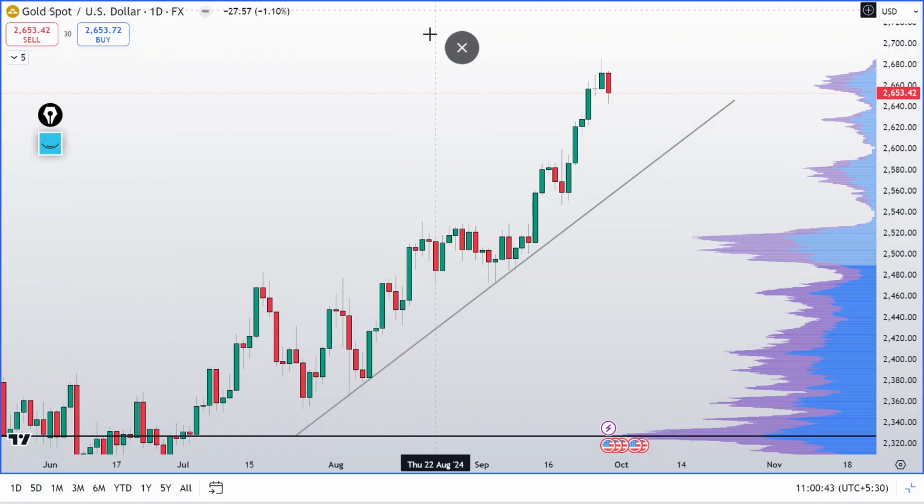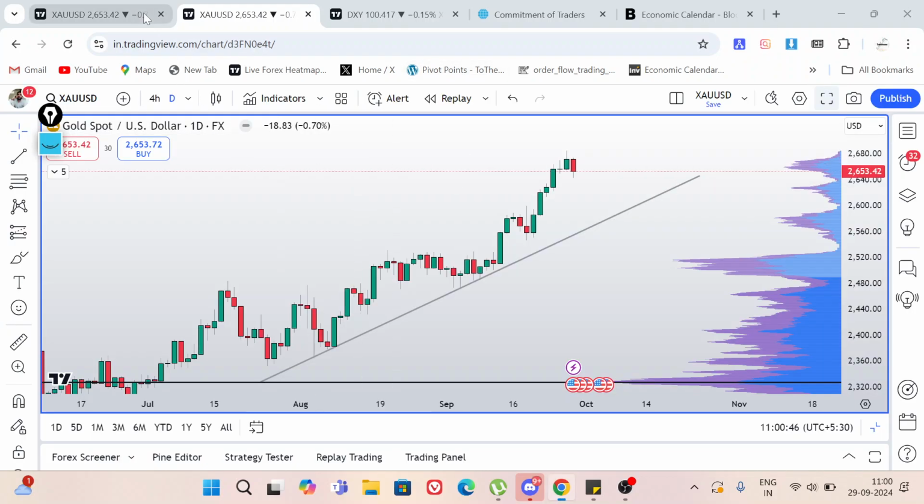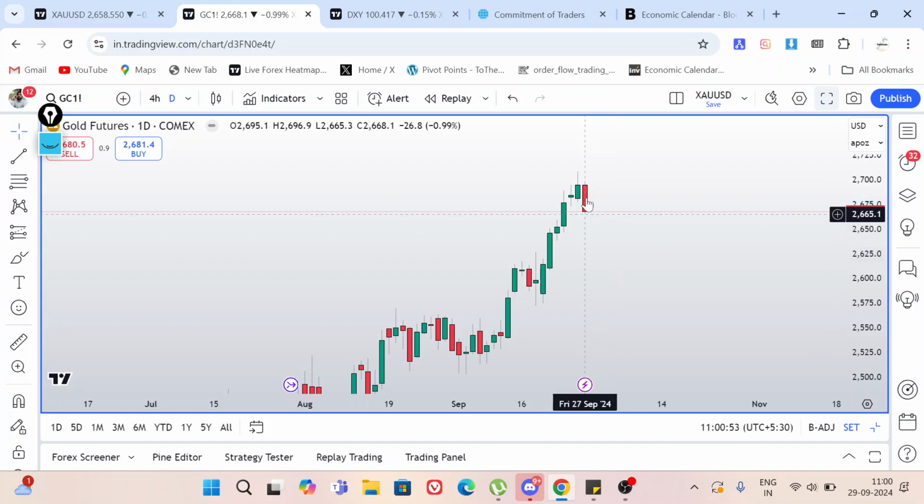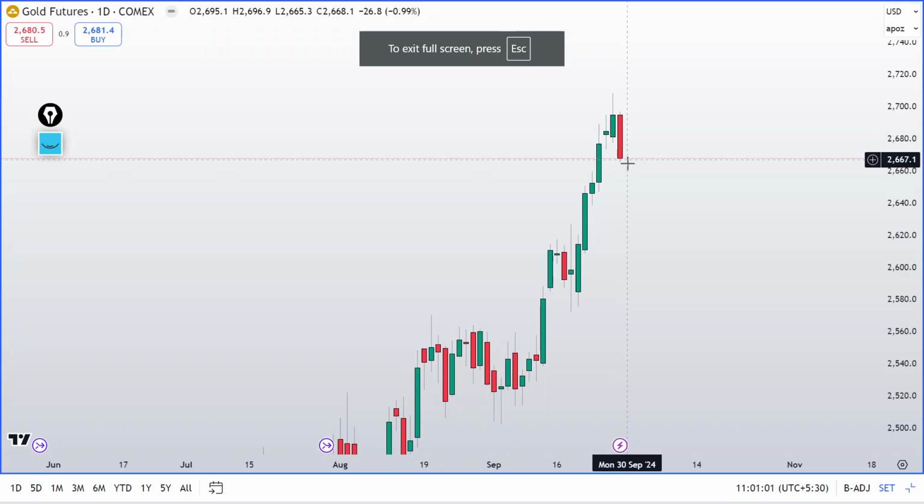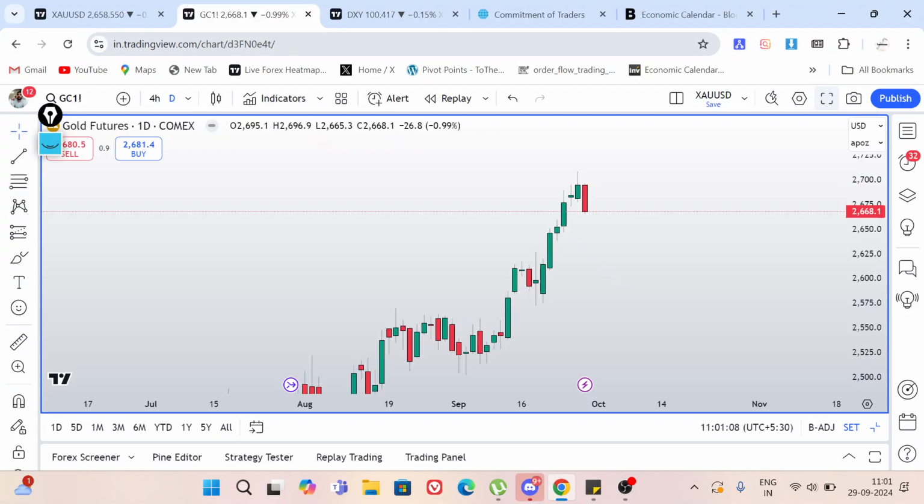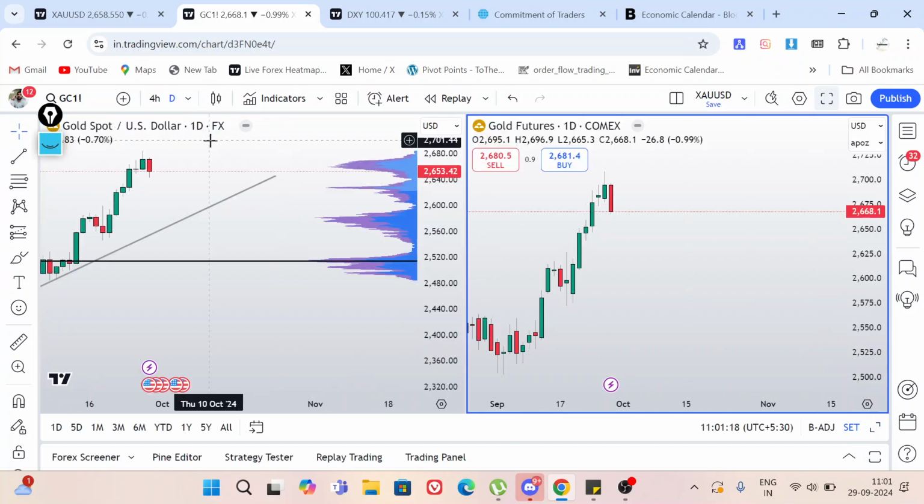Also, if we check the chart of gold futures on daily closing, the daily closing on gold futures is confirming that it closed under the previous day low, and if the price follows this price action, we can expect a pullback near the lower level, and that can also be plotted on the spot chart. So on daily we are currently looking for a retracement or pullback.